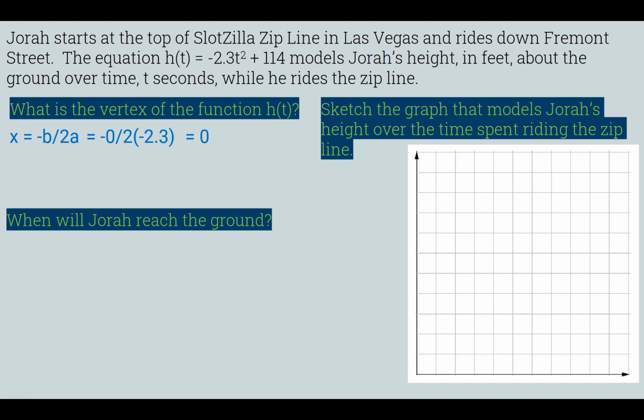So the rest of my equation is negative 2.3 t squared plus 114. So we just said that my t value was 0. What is 0 squared? 0. What is 0 times negative 2.3? 0. So what is 0 plus 114? 114. So my vertex is going to be at 0 and 114.